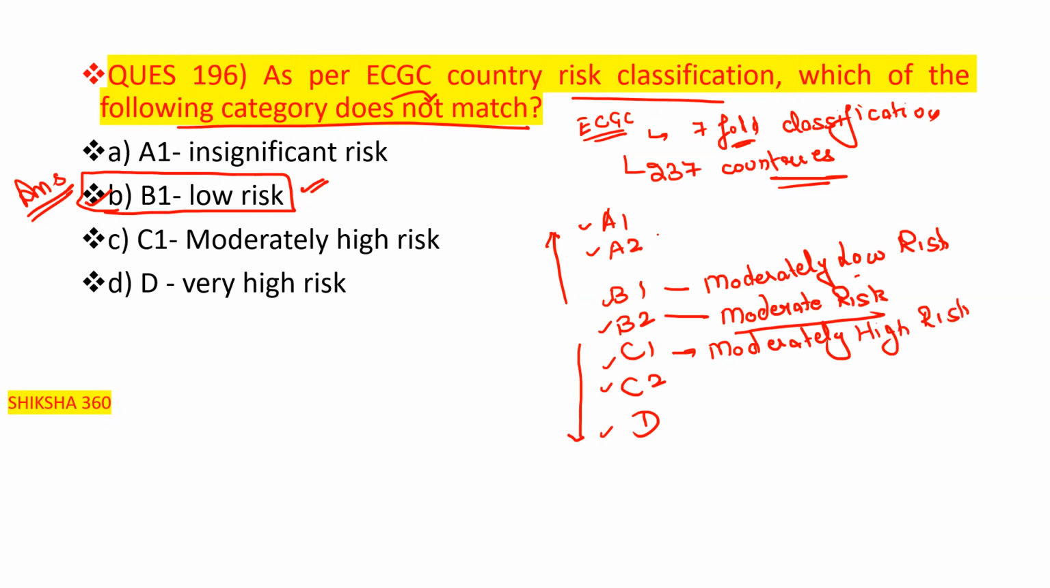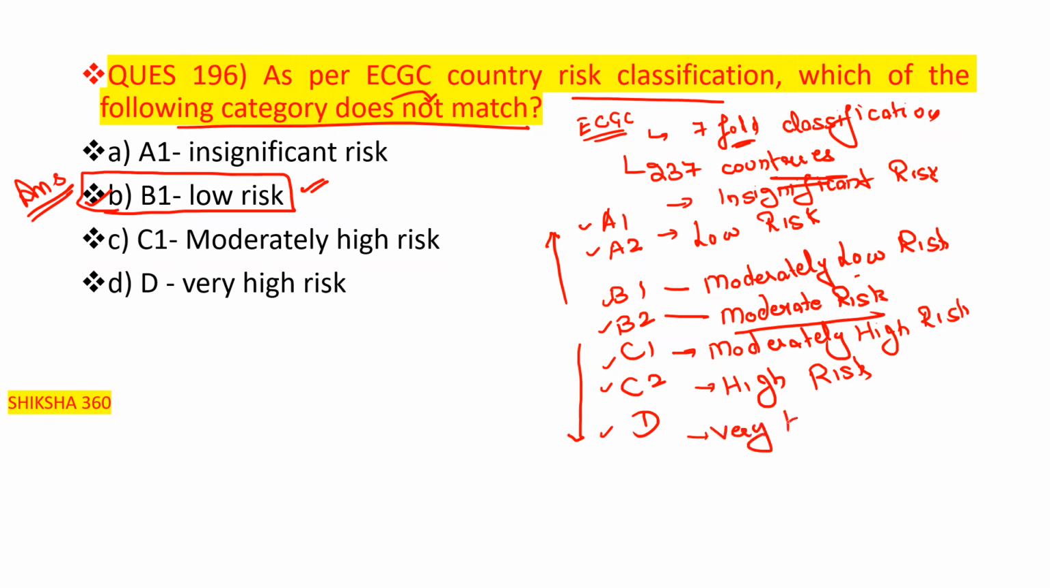Now remove the word moderately from moderately low risk, and that is low risk. Remove the word moderately from moderately high risk, and that is high risk. Now even if we remove the word low, that is negligible or insignificant. And the last one is very high risk.